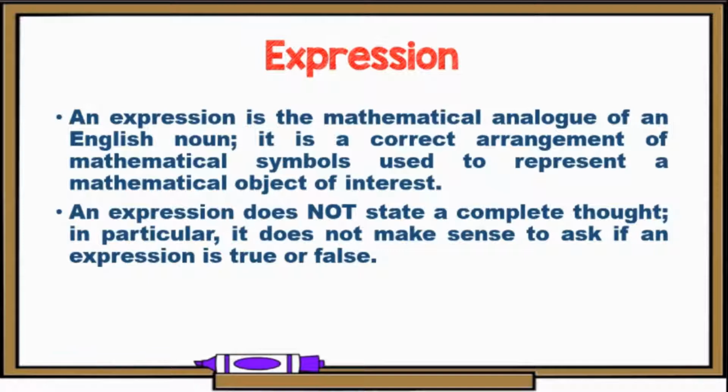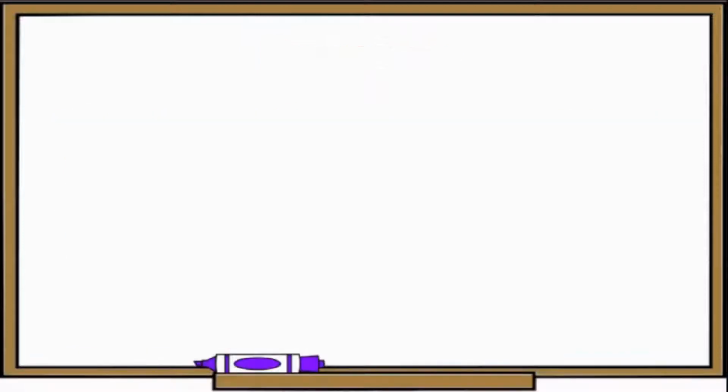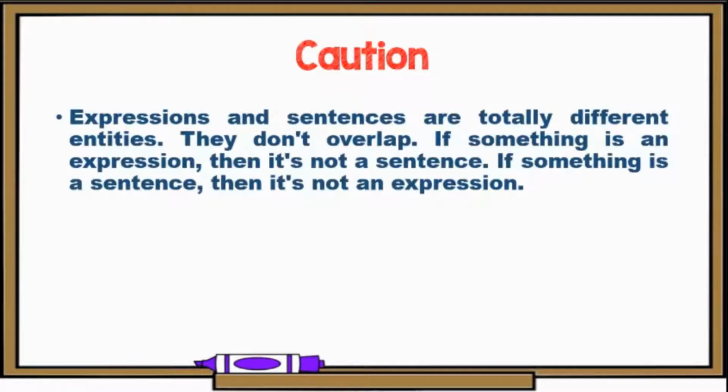We only have a truth value for mathematical sentences and English sentences, because only they have a complete thought. If it is an expression or a noun, you cannot categorize them as true, false, or sometimes true, sometimes false. Expressions and sentences are totally different entities. They don't overlap. If something is an expression, then it is not a sentence. And if something is a sentence, then it is not an expression. Please take note of that.